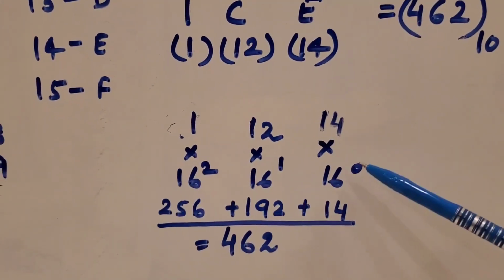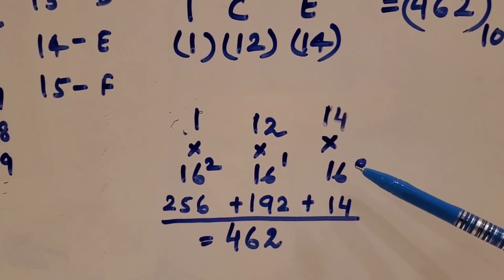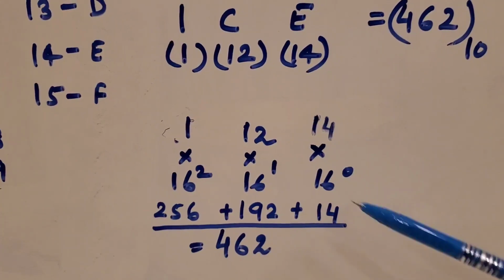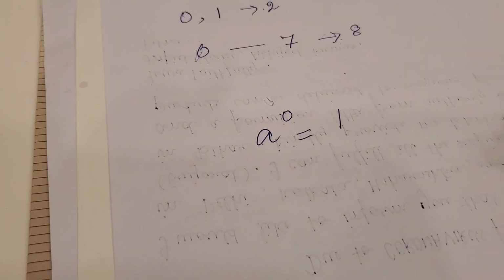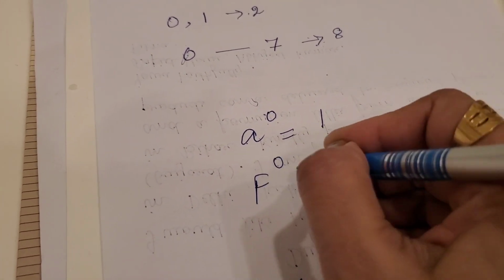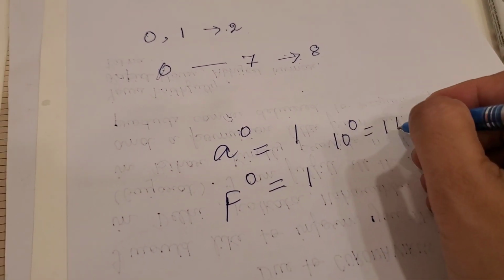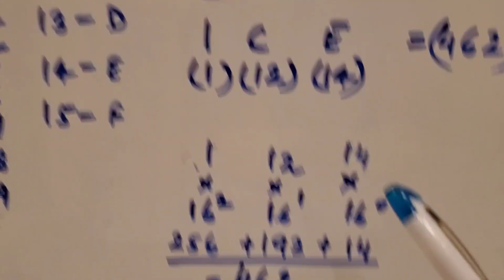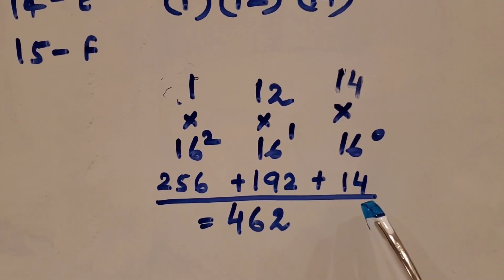When you solve 16 to the power 0, it definitely becomes 1. Remember, it was told in previous videos, and as you already know from the maths book, any number which has 0 in the power, for example 8 to the power 0, also becomes 1. If I say F to the power 0, it also becomes 1. If I say 10 to the power 0, it also becomes 1. And 16 to the power 0 is again 1. So 16 to the power 0 is 1, and when we multiply by 14, we get 14.